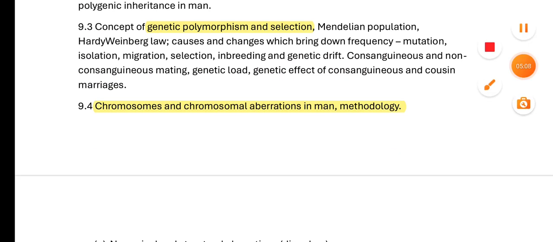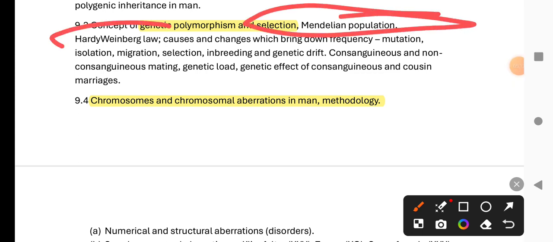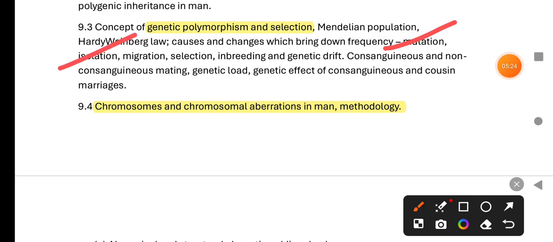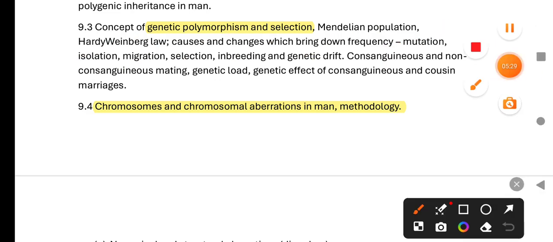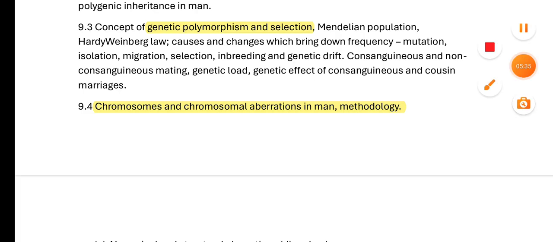This is the Mendelian principle or Mendelian population. What is this? And the Hardy-Weinberg law we will study in the initial part of our lecture. And causes of changes which bring down frequency, that means mutation, isolation, migration, selection, inbreeding, and genetic drift. These are also the causative factors of changing micro and macro evolution.